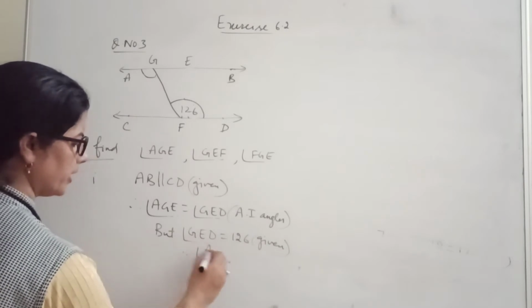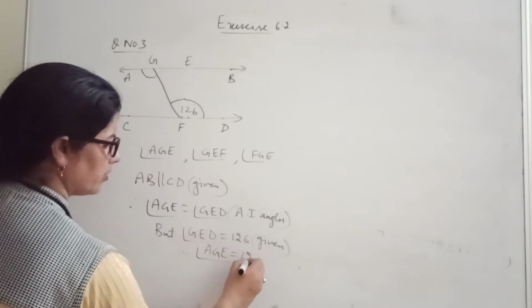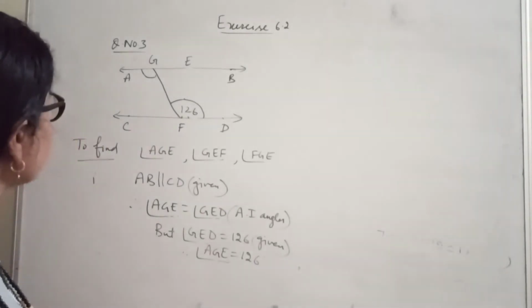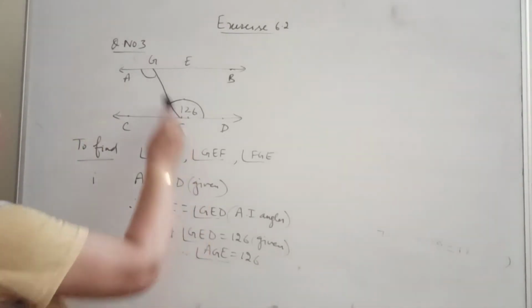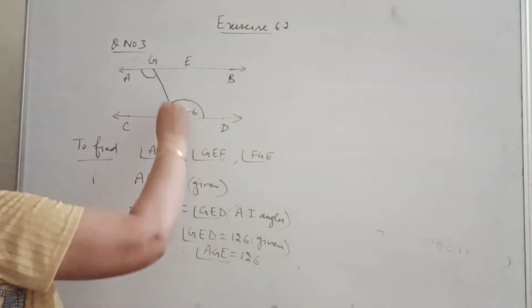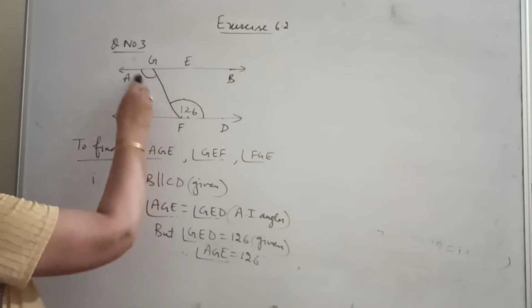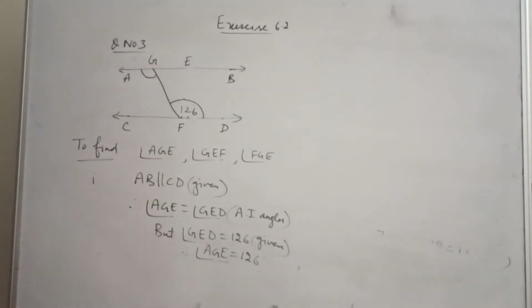Therefore, angle AGE will also be 126. This is our first part. Now second part. This part is clear to you. These lines are parallel. This is transversal. So these two angles are equal. But this angle is 126 given. So this angle will also be 126.